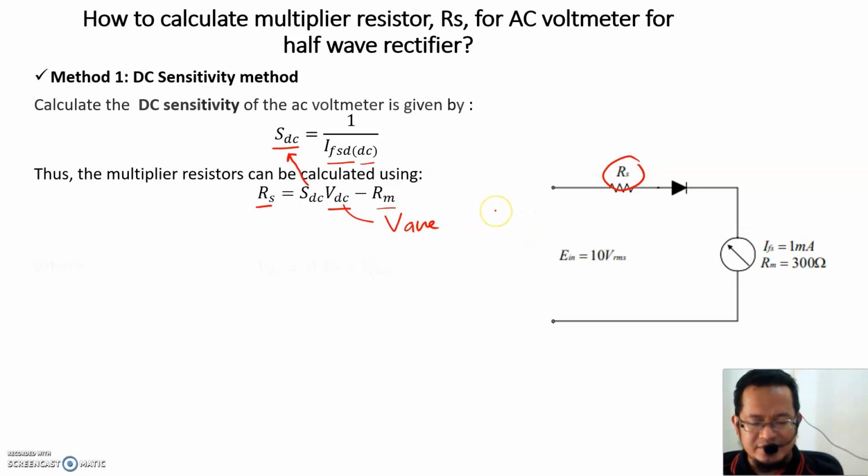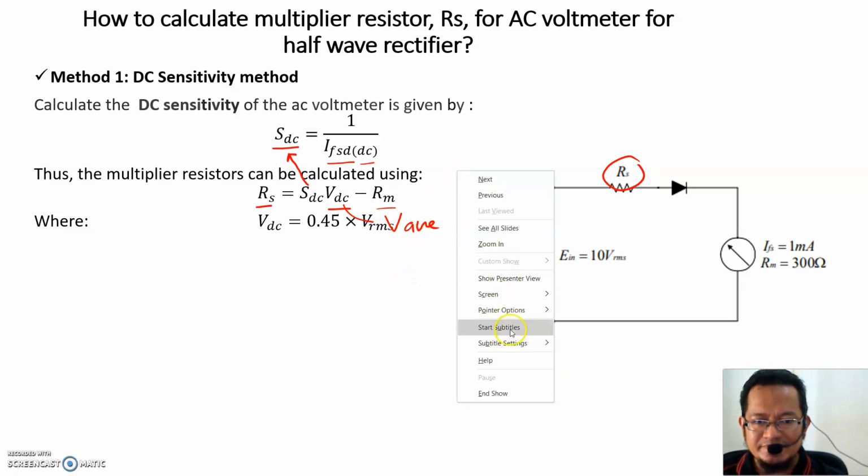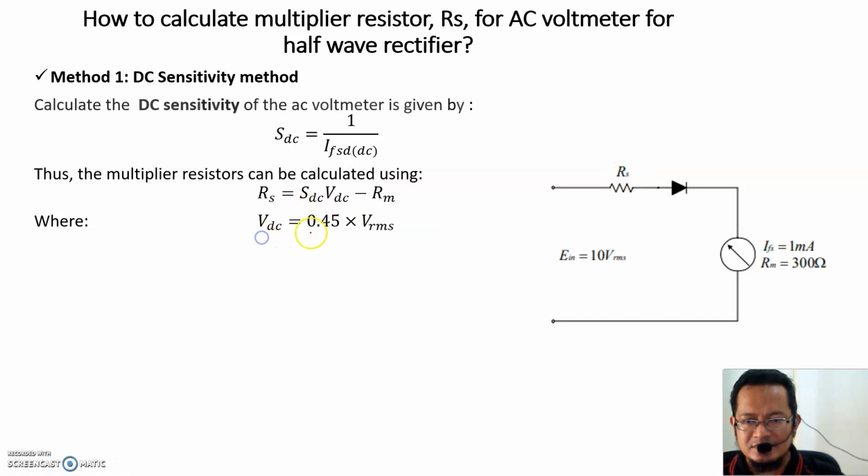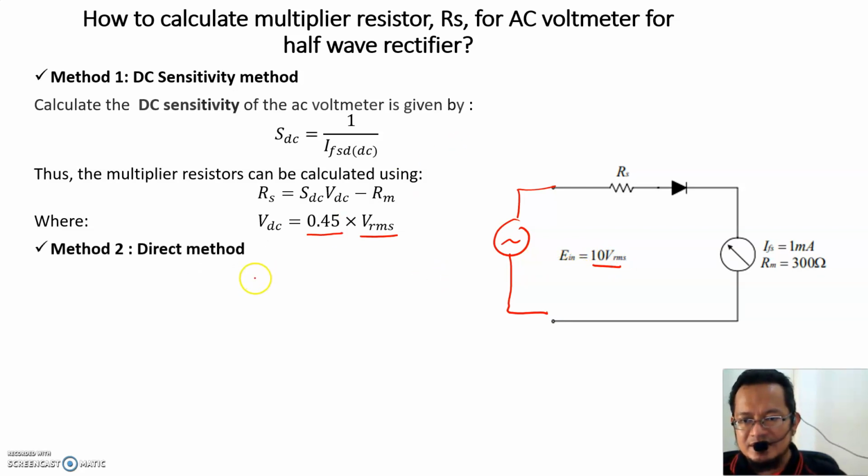It's given here. The DC voltage for a half-wave rectifier is 0.45 multiplied by the RMS voltage. Normally, if you have a sinusoidal AC voltage given to the input, the value is given as either the RMS voltage or the peak voltage. So it depends. Method number two is what we call the direct method.